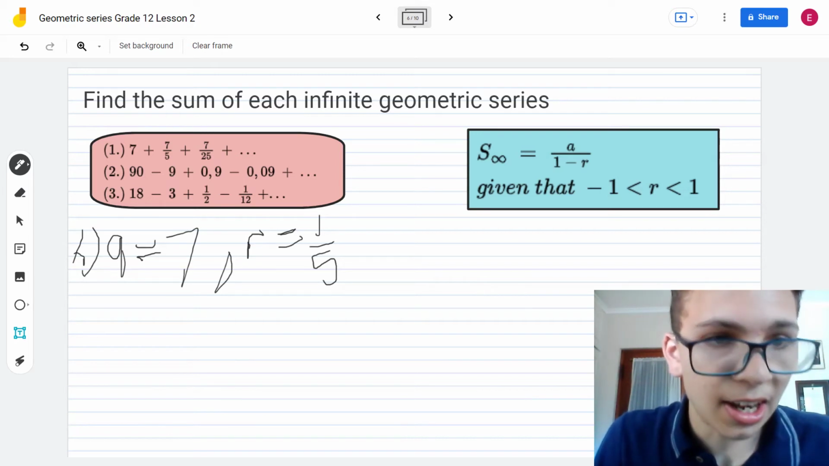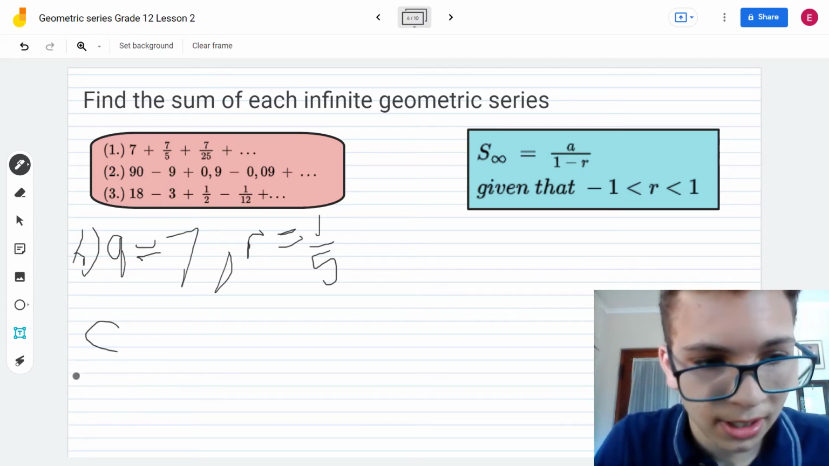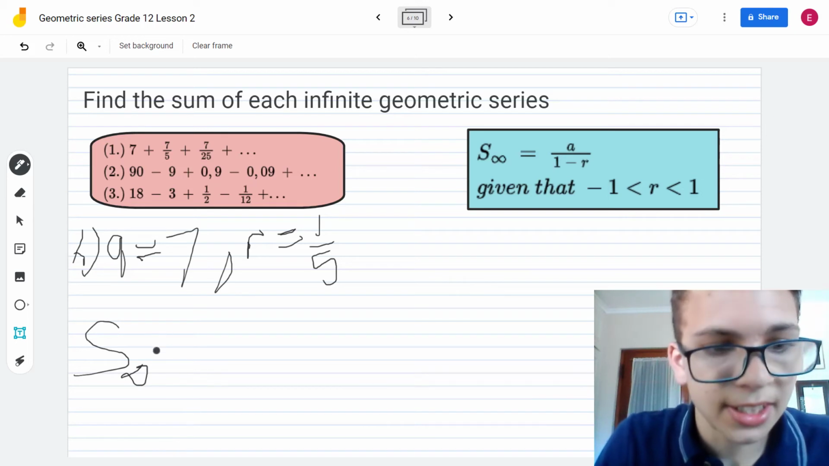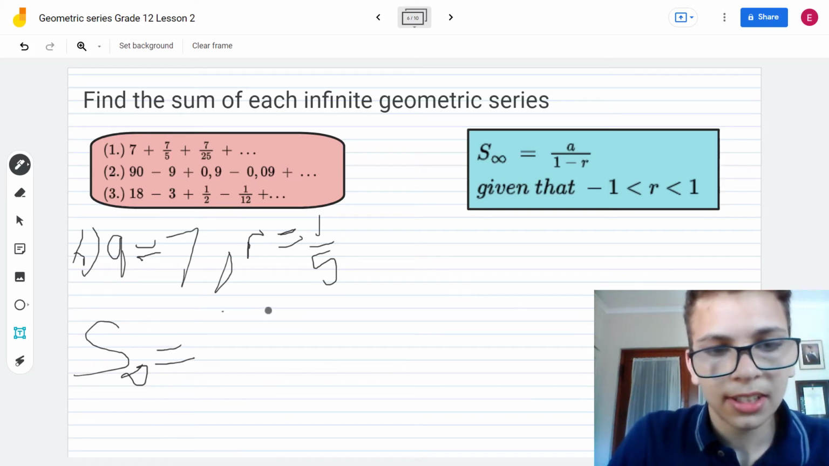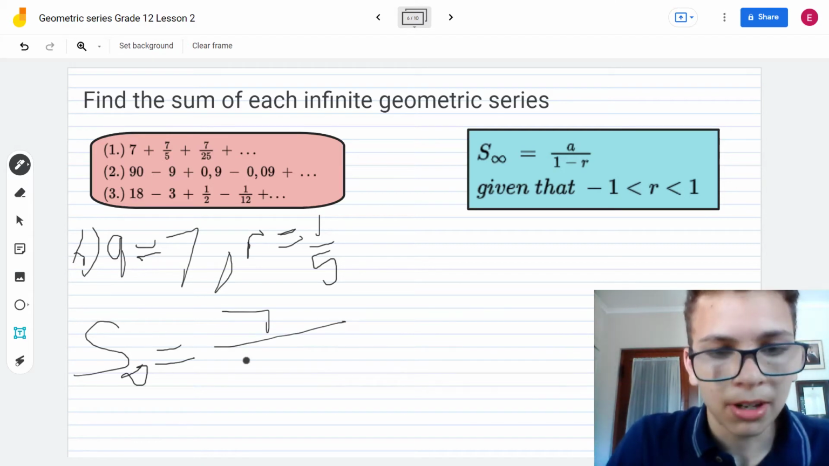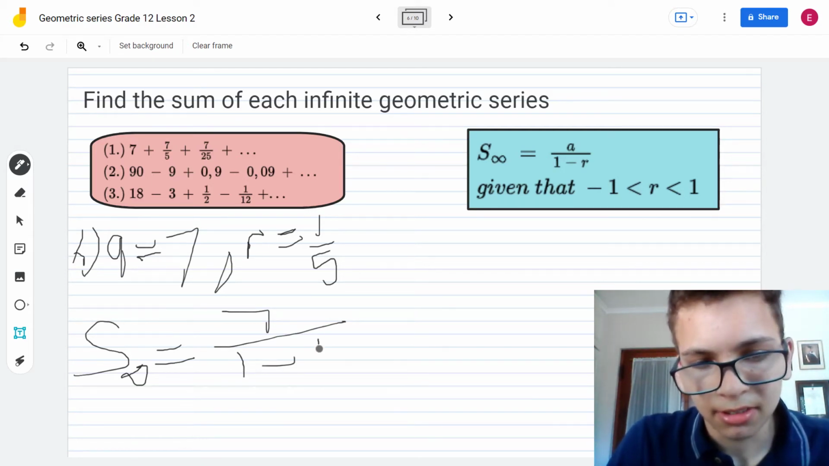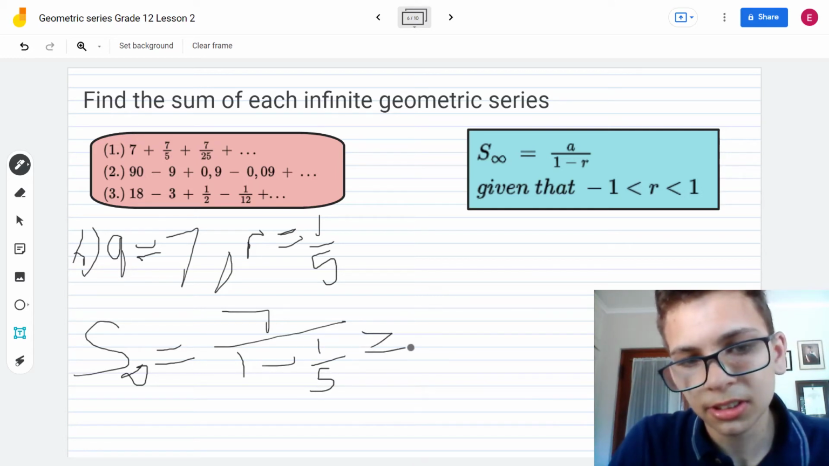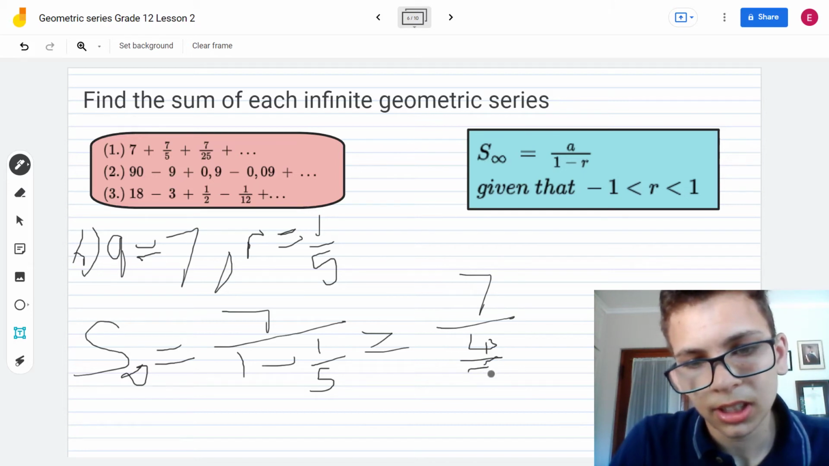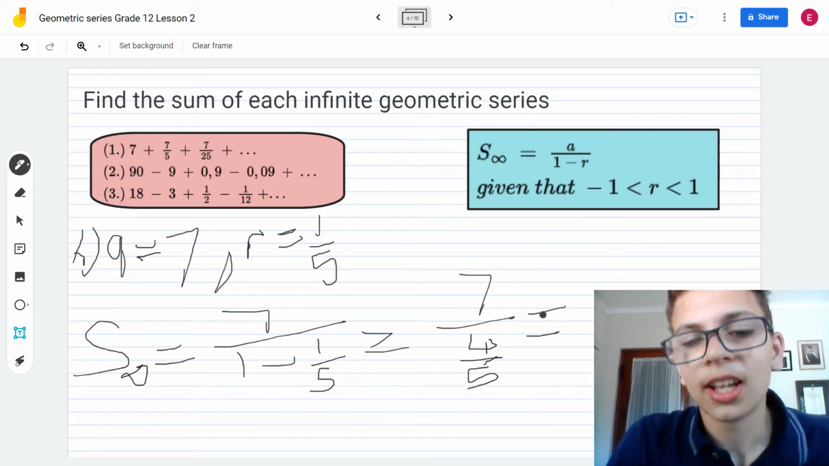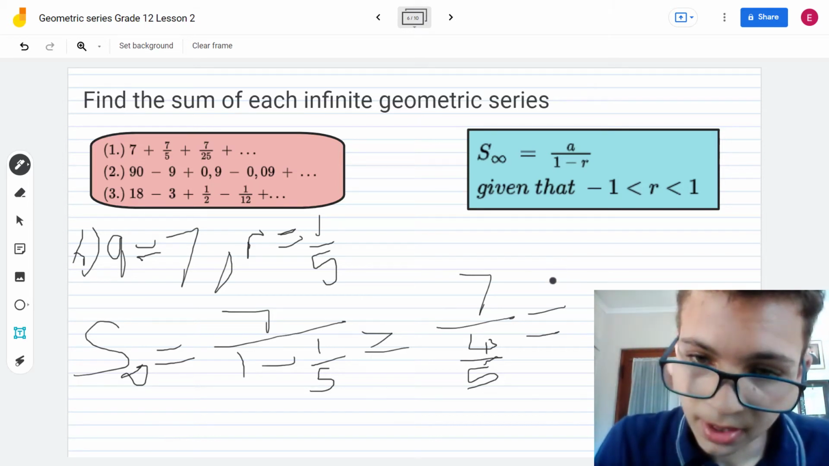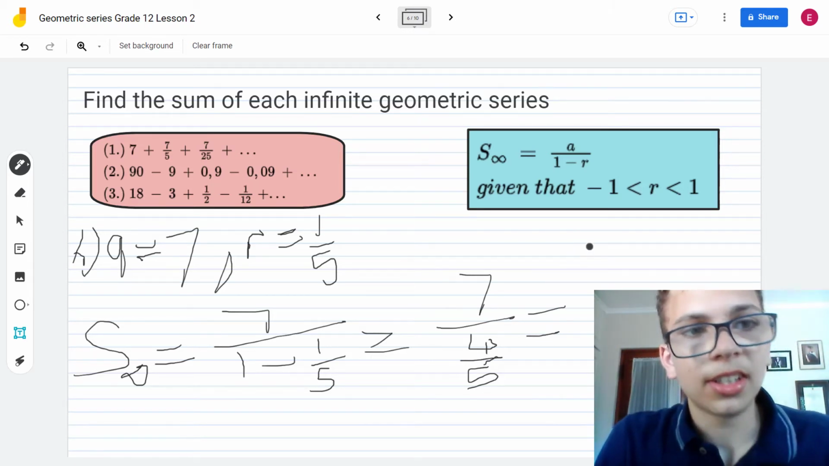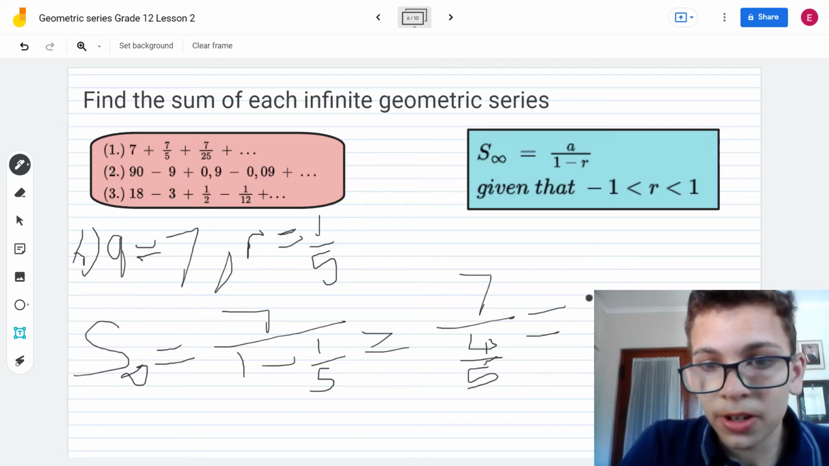And so our sum will be, usually we write S of infinity equals a over 1 minus r, so 7 over 1 minus 1 over 5, which is equal to 7 over 4 over 5. You can type this in your calculator and you should get 35 over 4, or you can get 8.75.